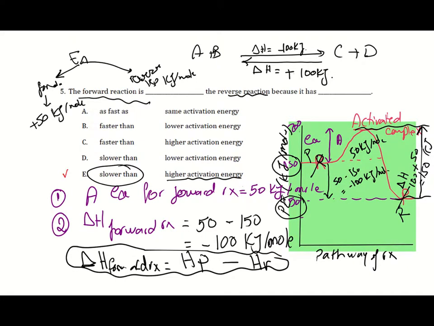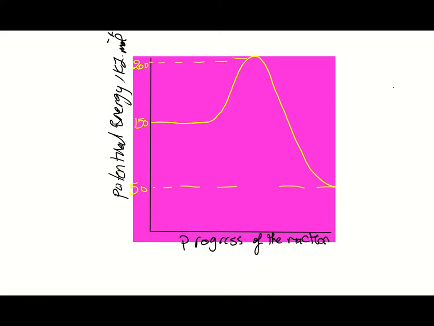So to answer this question, the forward reaction is slower. Why is it slower? Because the activation energy is much smaller, while the reverse reaction has a higher activation energy.